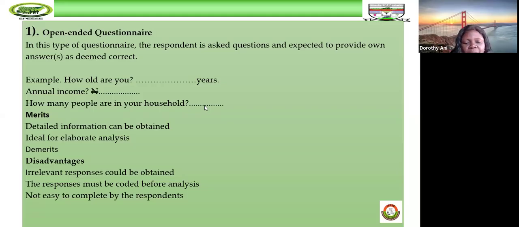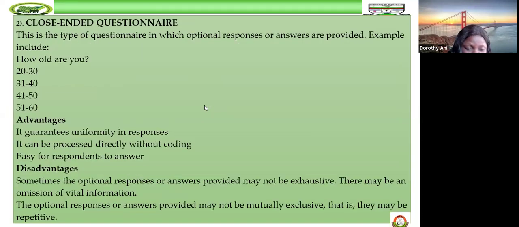The responses must be coded before analysis. So if you are going to use it for analysis, you have to code it. I'll teach you, we'll do coding later. Then it's not easy to complete for the respondent. Some respondents find it difficult to start writing and filling. They prefer the one where you have already given them options. They will just tick. You understand? But because this one is open, you expect them to write or to explain. So it's not very easy for the respondents.